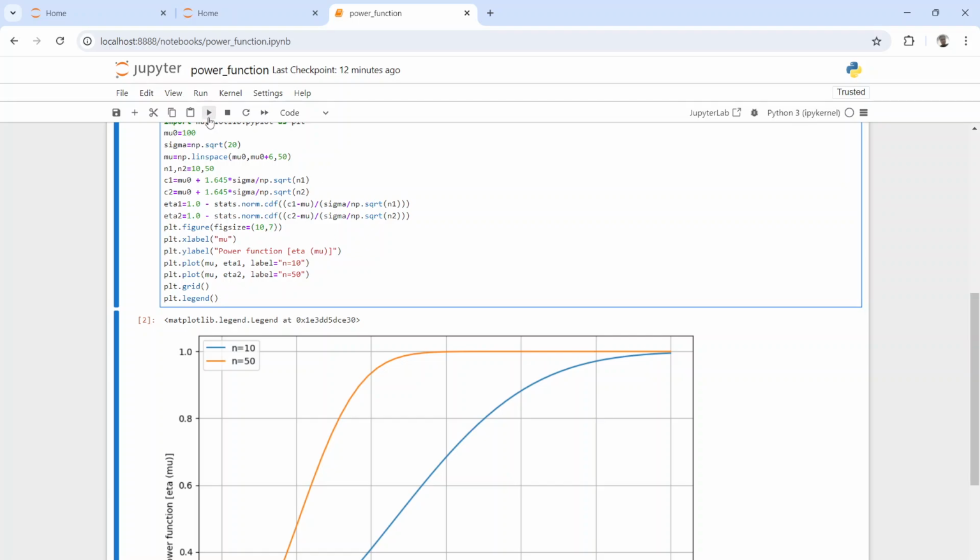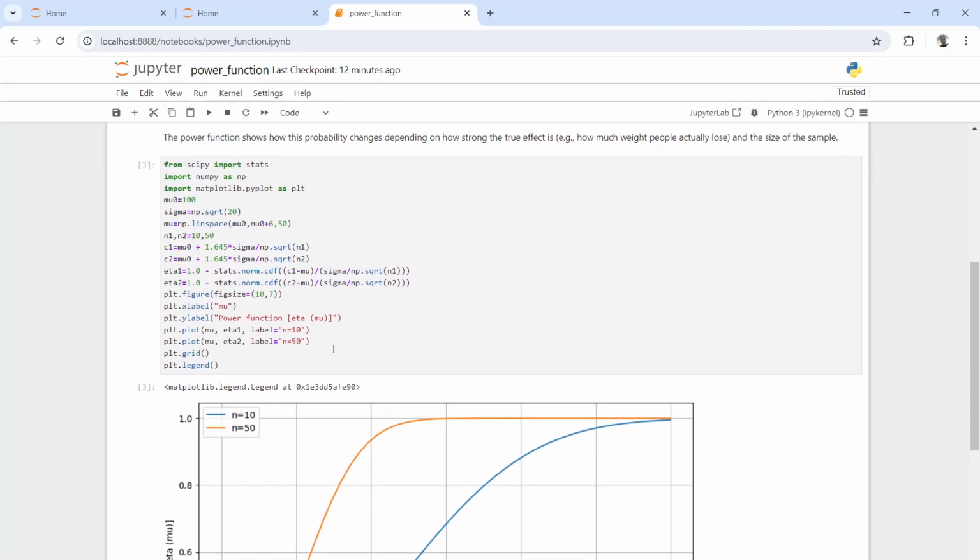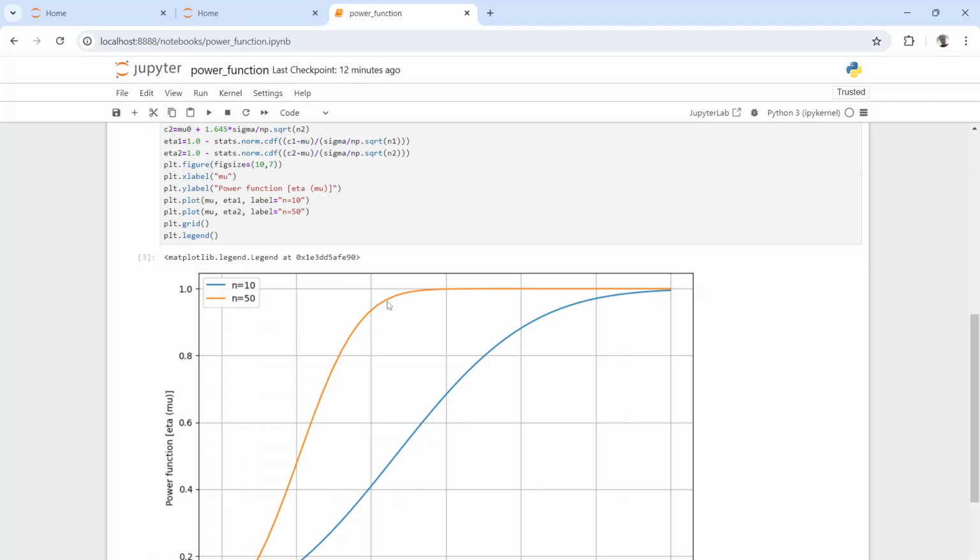So if you run the plot, you will see that we have two curves. This orange one is for n is equal to 50. This blue one is for n is equal to 10.